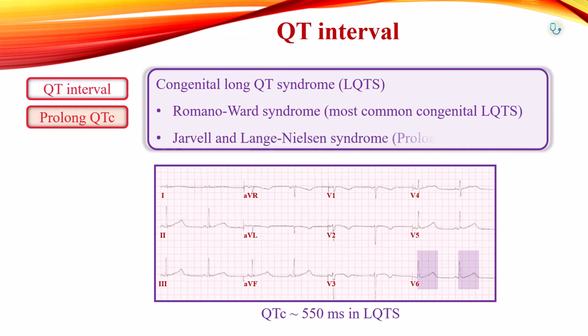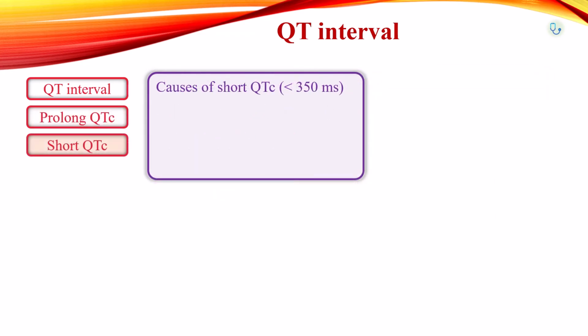Jervell and Lange-Nielsen syndrome is a rare form of long QT syndrome inherited in an autosomal recessive manner. They also have severe sensorineural deafness affecting both ears. QTc is abnormally short, if less than 350 milliseconds, seen in hypercalcemia, congenital short QT syndrome and digoxin effect.